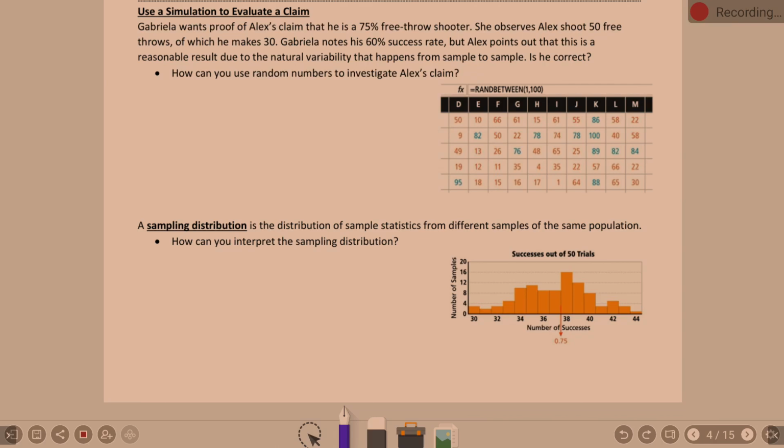So our job is to work through some ideas, some processes: how could we decide if 60% is within a reasonable range, or is it outside that reasonable range? Okay, so we had looked here, and I had started talking about the idea that you could use Excel, you could use a calculator as a random number generator, where you can set that up. Now, with that in mind, that's what they did here. So the question is, how can you use random numbers to investigate Alex's claim?